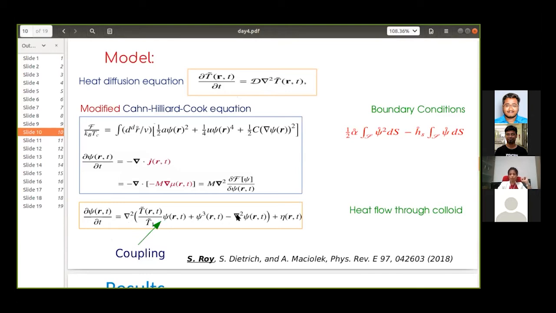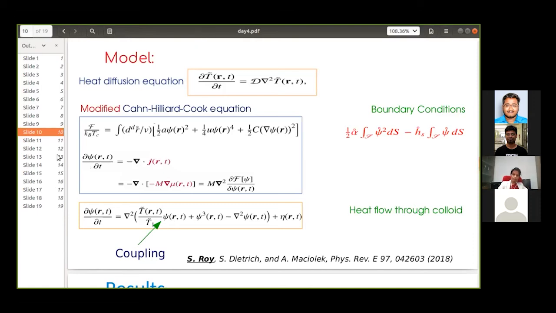If you solve this equation, you are going to get the properties of the order parameter field. And the temperature field and the order parameter field are getting coupled by the first term, which is appearing in this equation here. Okay, so that's what we're now going to do. And you will have to implement certain boundary conditions, which will take care of the wetting properties of the colloid.